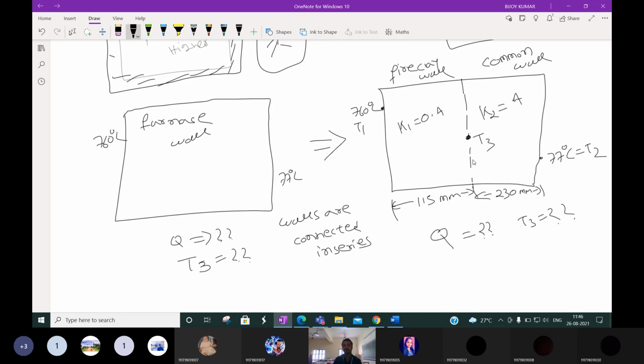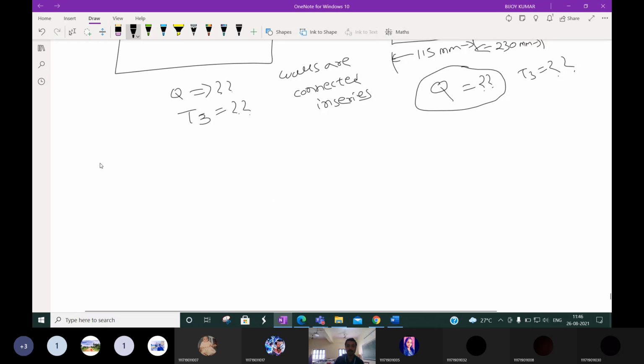Interface temperature. Okay, so this is all solid. This is also solid. This is a high temperature and this is at a lower temperature. Then heat will transfer from high temperature to lower temperature. So what is that heat transfer rate? That we have to find out. You know all the things are solid, so what we have to apply? We have to apply Fourier's law. What is that Fourier's law? Q is equal to delta T by R.